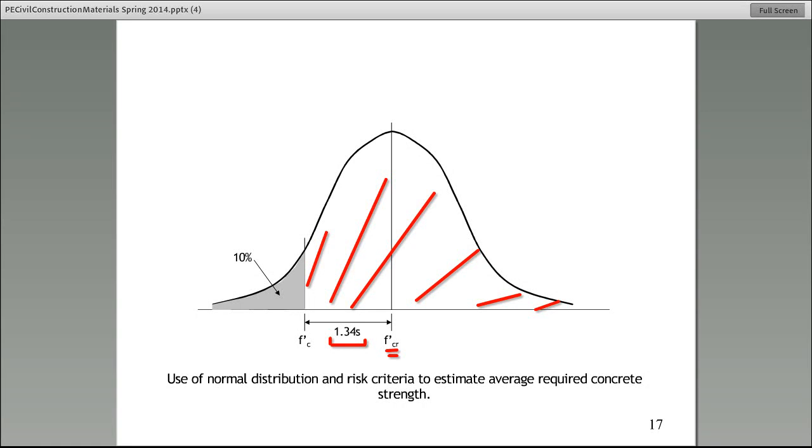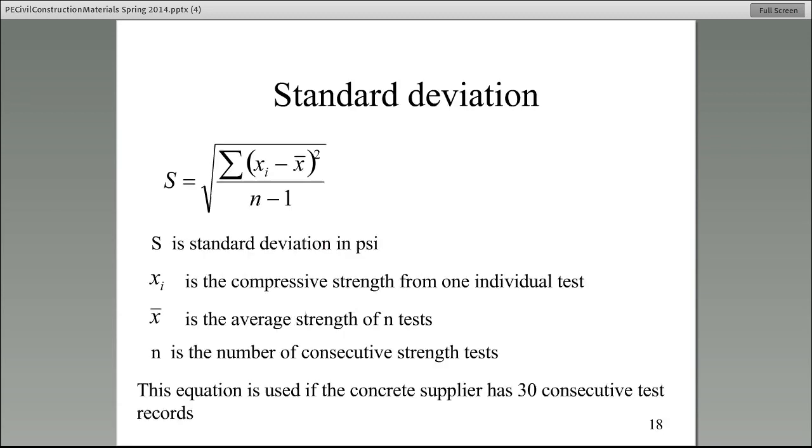For example, if Elizabeth specifies 4,500 psi in her design equations, then if we use one of those equations that I just showed you to come up with F prime C required, it will be a larger number than 4,500, but on the average, we have a 90% chance that we will get what she needs in her structural design expectation.